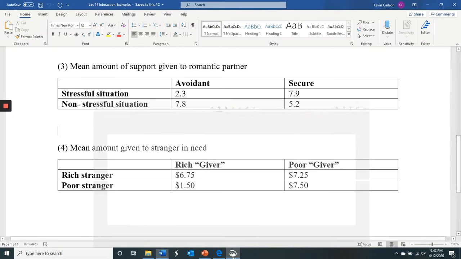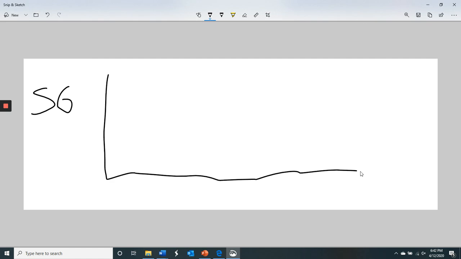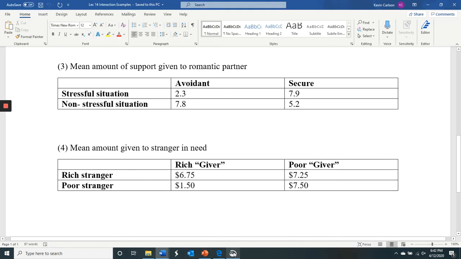So let's go ahead and snip this. So this is the support giving. And then on the bottom, I'm going to have the stressfulness of the situation. So not stressful, and then stressful. And then I'm going to draw the different lines for the different attachment types. So here we have avoidant. So actually, I'll just do it this way because I was doing dots earlier. So maybe I'll just do that.